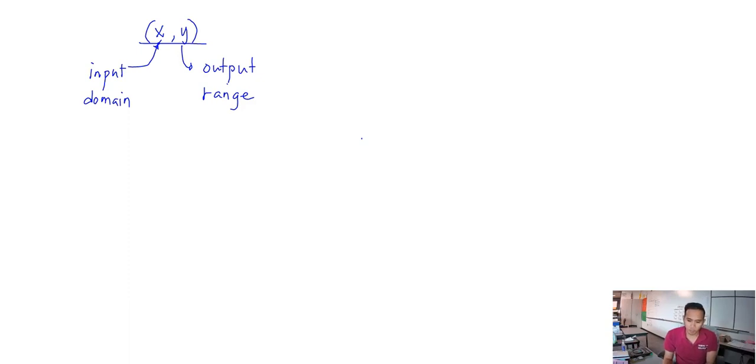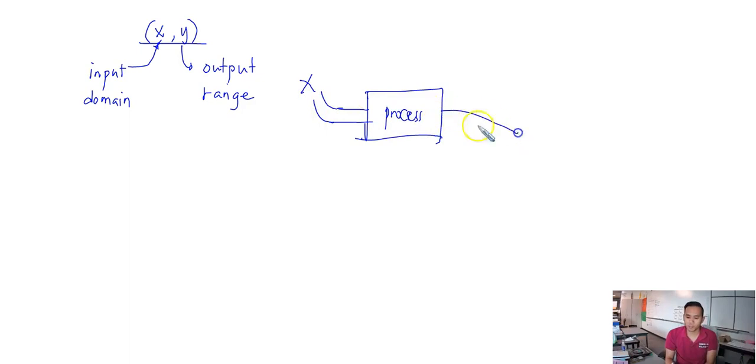So you just imagine, let us say you have a printer here, or let's just say you have a machine here, and then you place something here, which is your x, which is the input, and then it will go and process it. And then it goes out here. We call that your y, which is your range.